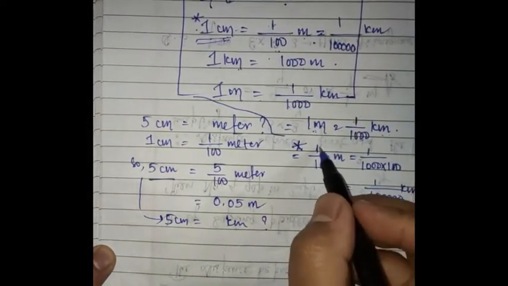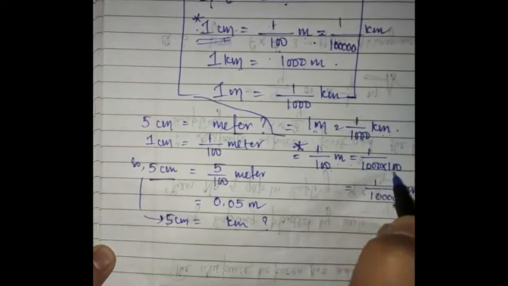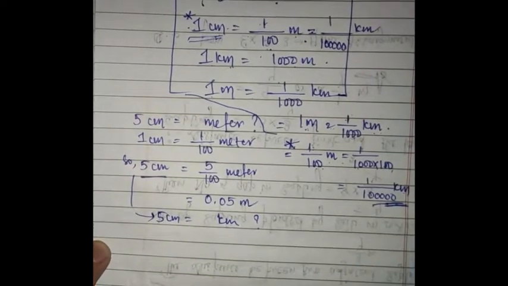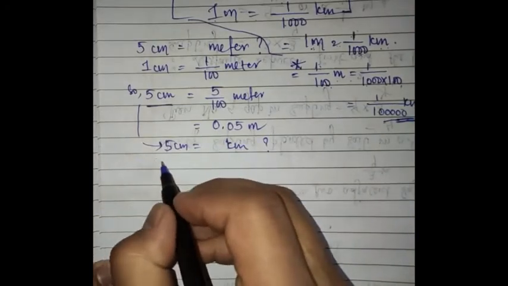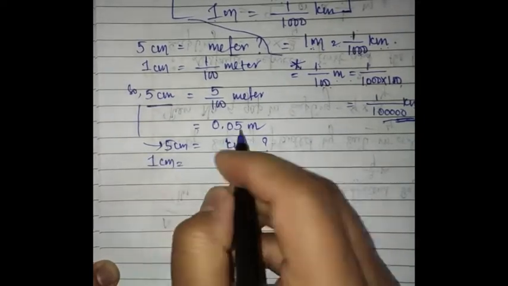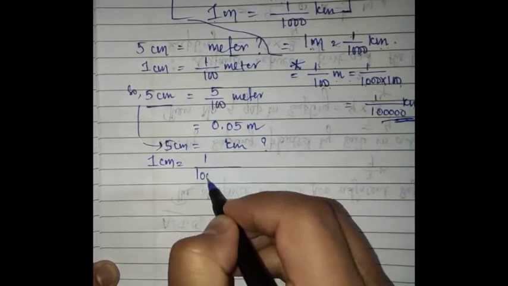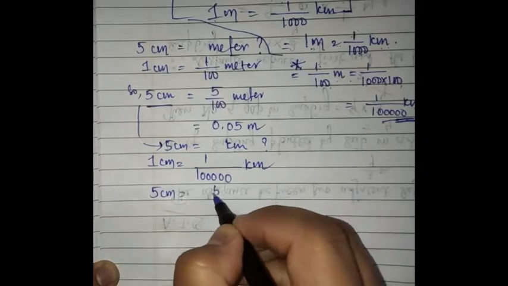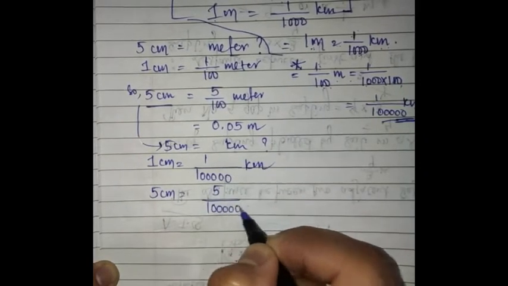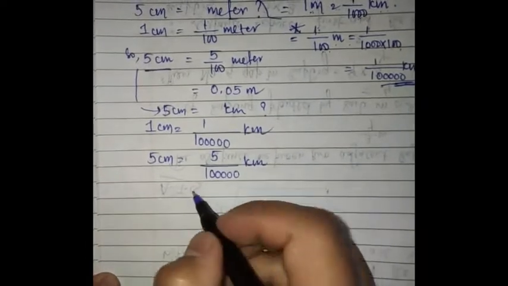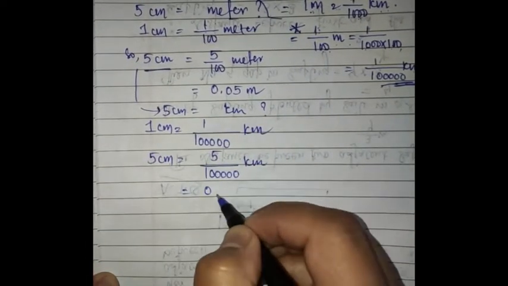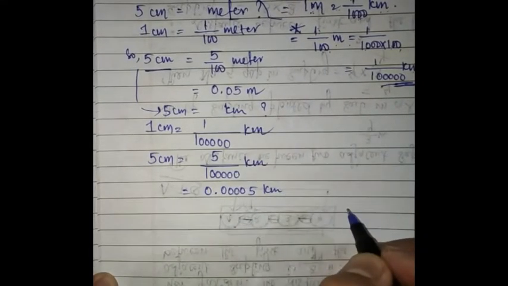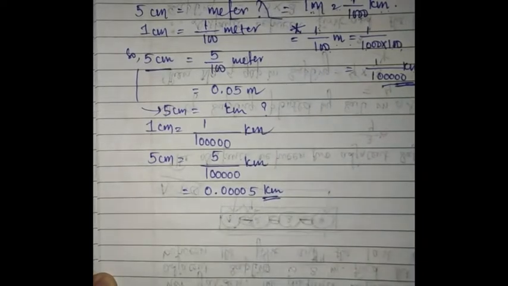1 by 100 meter equals 1 by 1000 into 100, and this is here in kilometer form. So to get this answer, what do we have to do? Let me write this. 1 centimeter equals 1 by 1 lakh kilometer. So similarly, 5 centimeter should be 5 by 1 lakh kilometer. When you divide this, you are going to get 0.00005 kilometer. Okay, this is our answer.